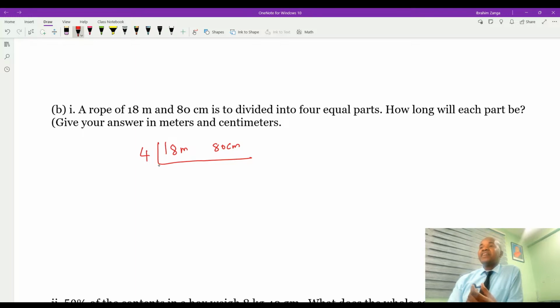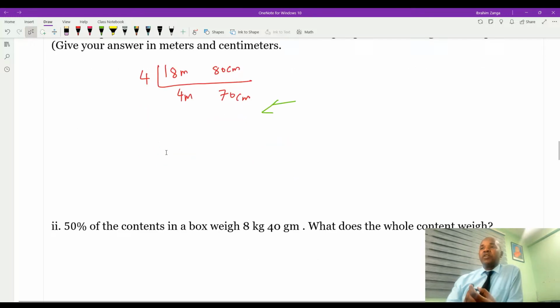So you're going to start dividing here. 18 divided by 4, you get 4 meters, but remain 2 meters. So 2 meters you have to change into centimeters, which will be 200 centimeters. 200 plus 80 will be 280 divided by 4, you'll be getting 70 centimeters. So you have to be careful, but this is how you're supposed to attempt a question. That is question number 2B, Roman 1.